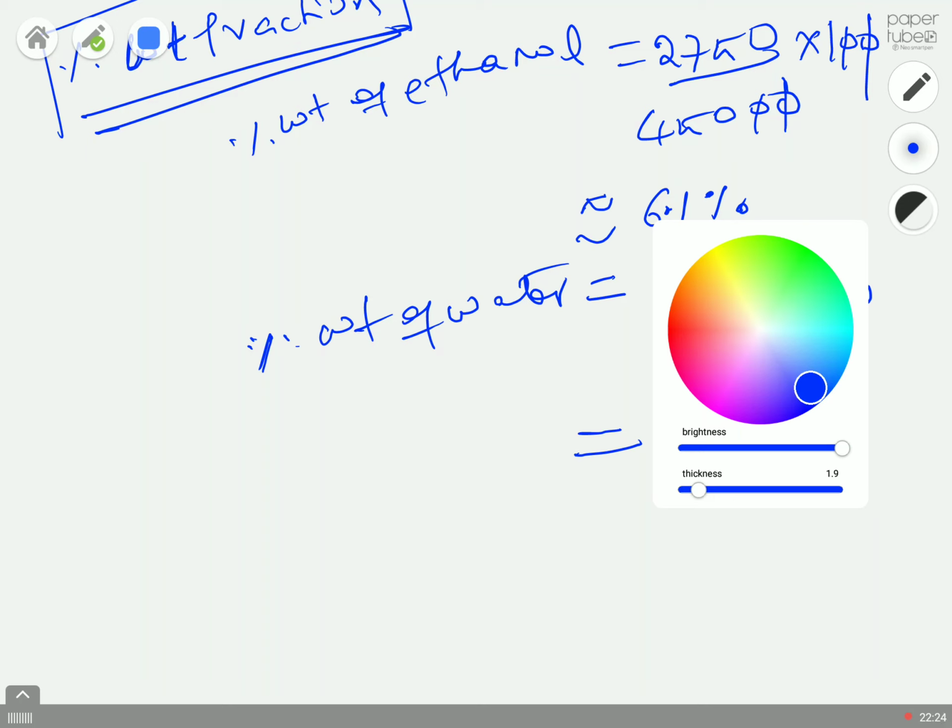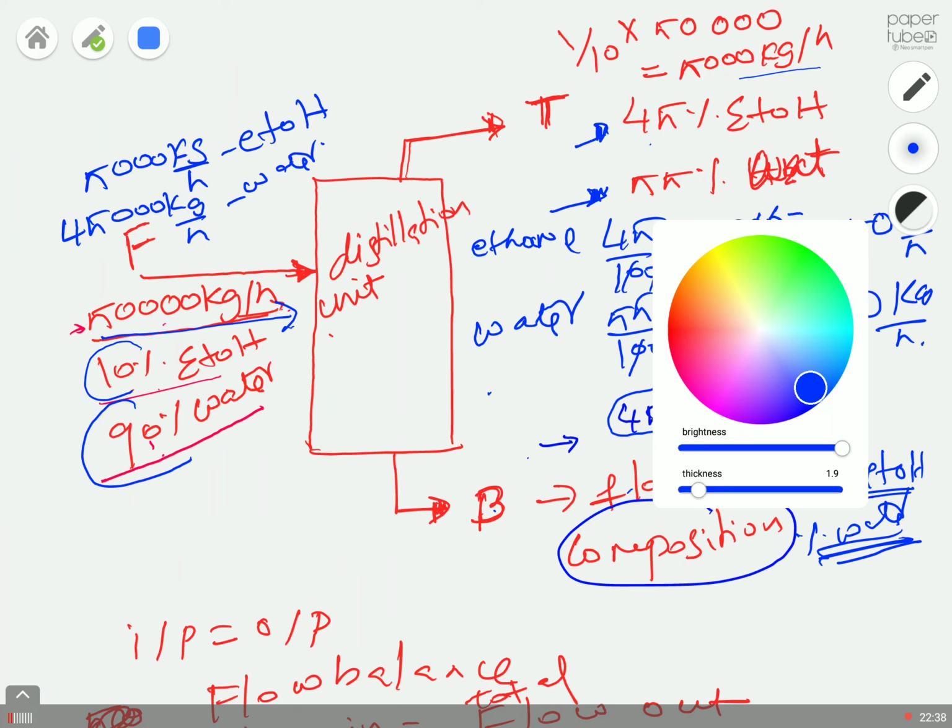So I think we solved the whole problem. We calculated all the unknown parameters. If you go back to the question, the answer is: 6.1% ethanol, and 93.89 percentage of water.